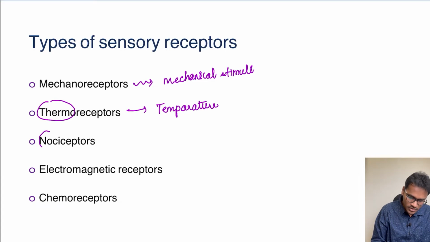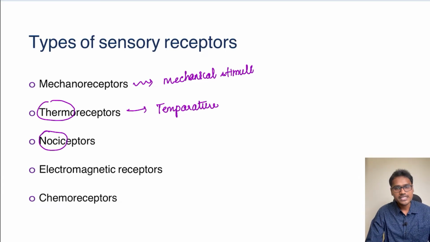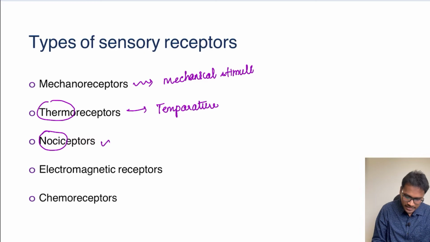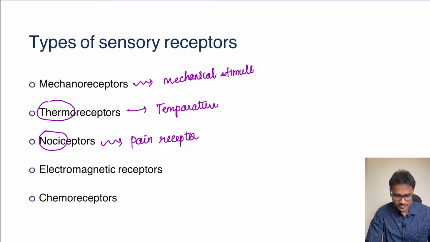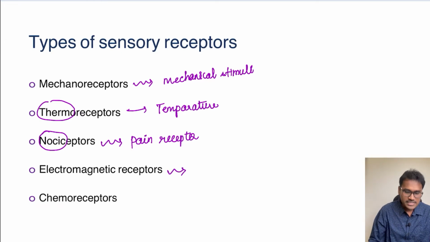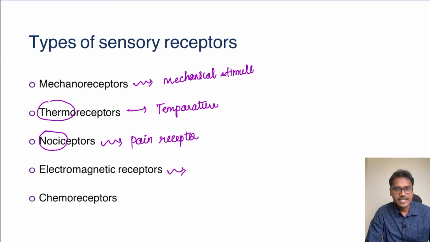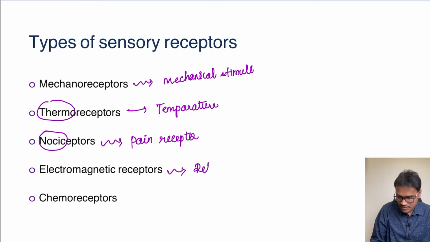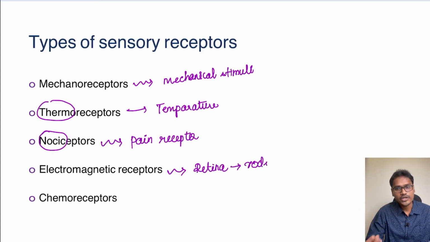Then coming to the nociceptors. The nociceptors are nothing but the pain receptors. The fourth group of receptors is called electromagnetic receptors. These detect electromagnetic waves, like the receptors in the eye for vision. The best example for this is the retina, where the rods and cones are involved in transmitting electromagnetic signals into nerve signals.